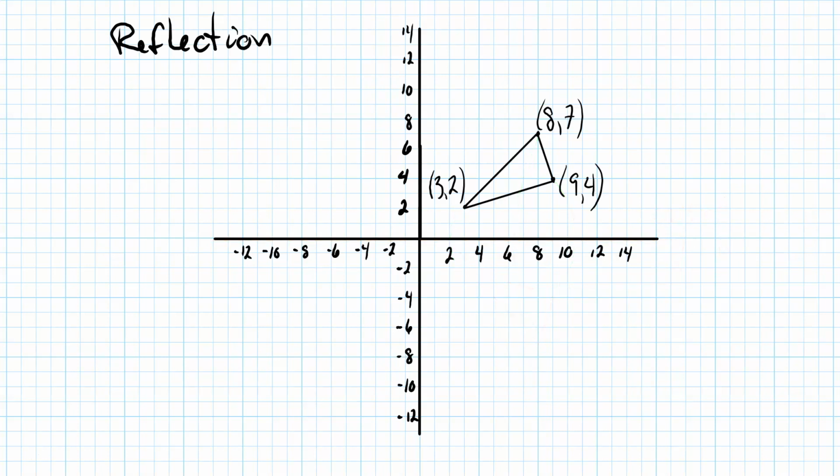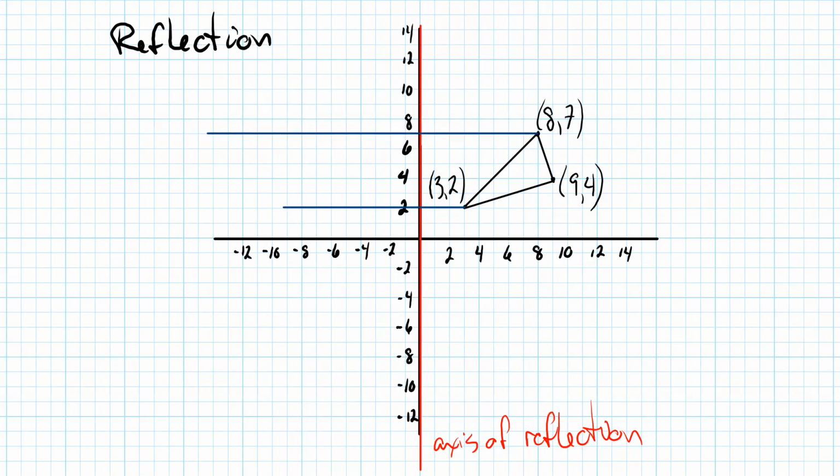We could also do a reflection in the y-axis. And we follow a similar process. This time we're drawing the lines horizontally, so that they're again perpendicular to the axis of reflection. And this time, rather than going over 3 and up 2, we're going to go to the left 3 and up 2. So that gives us a point there.